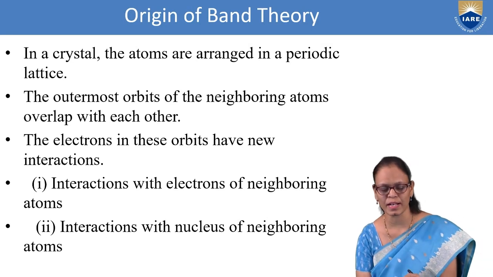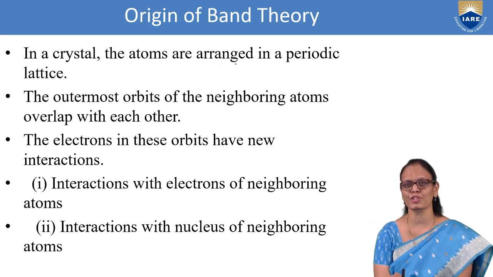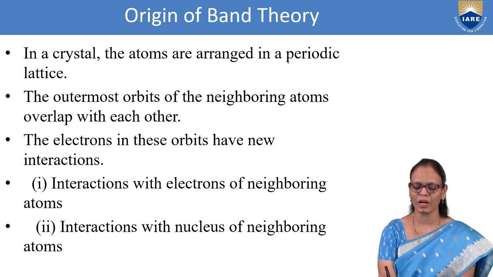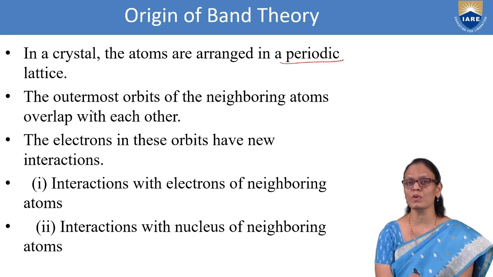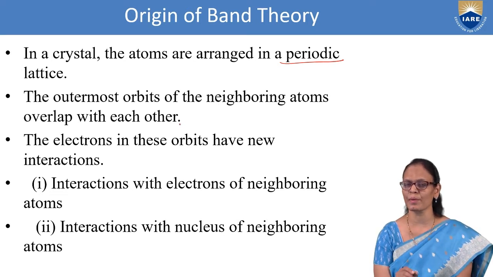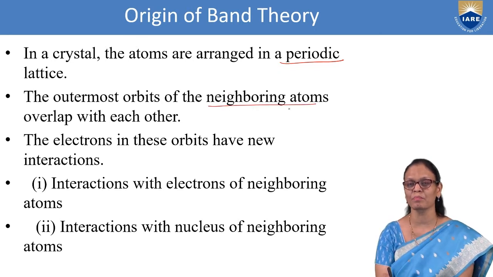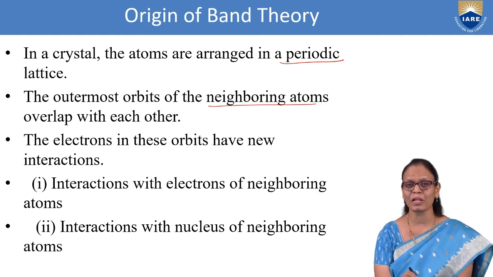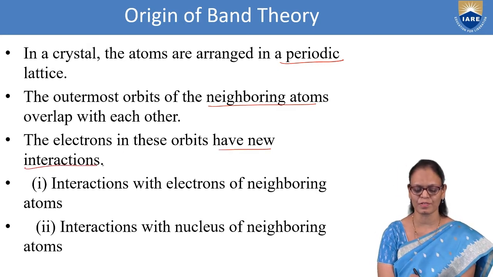Now, what we are going to understand here is, because of this periodic arrangement, the atoms are arranged in a periodic lattice. The outermost orbits of the neighboring atoms overlap with each other. So when we are talking about these atoms which are spaced in a periodic fashion, there is a chance that the neighboring atoms, meaning the adjacent atoms, may have their orbits overlap with each other. So because of this overlap, what may happen? The electrons will have new interactions.